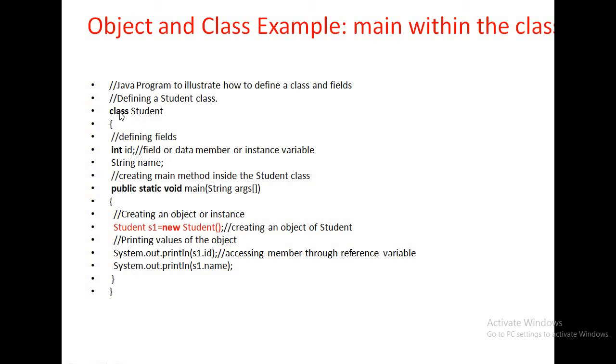So I am declaring a class here, class Student. The name of the class is Student, and always the first letter is capital, S must be capital. I am defining one field here, that is the variable int id, and the second one is String name. See, these two variables are declared inside the class but outside the method, outside the main method. So these two variables are called instance variables.